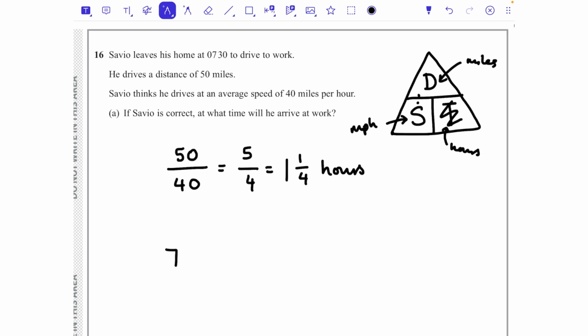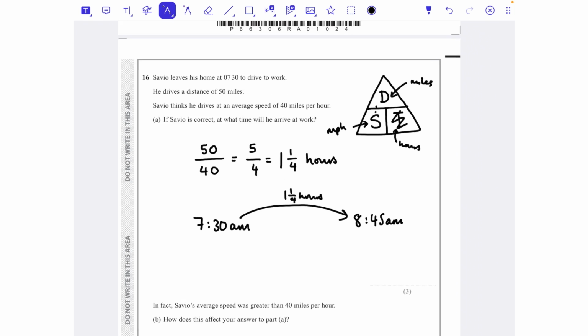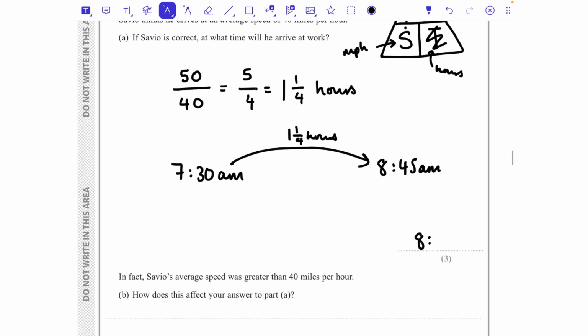Now, if he left at 7:30, we need to go 1¼ hour on from that. Now, 1 hour would take us up to 8:30. Quarter of an hour is 15 minutes. So that is going to be 8:45 a.m. 8:45 a.m. is the answer. And you make sure, please, that you put a.m. or p.m., whatever the answer was. But we need to specify what it is because otherwise they won't know.